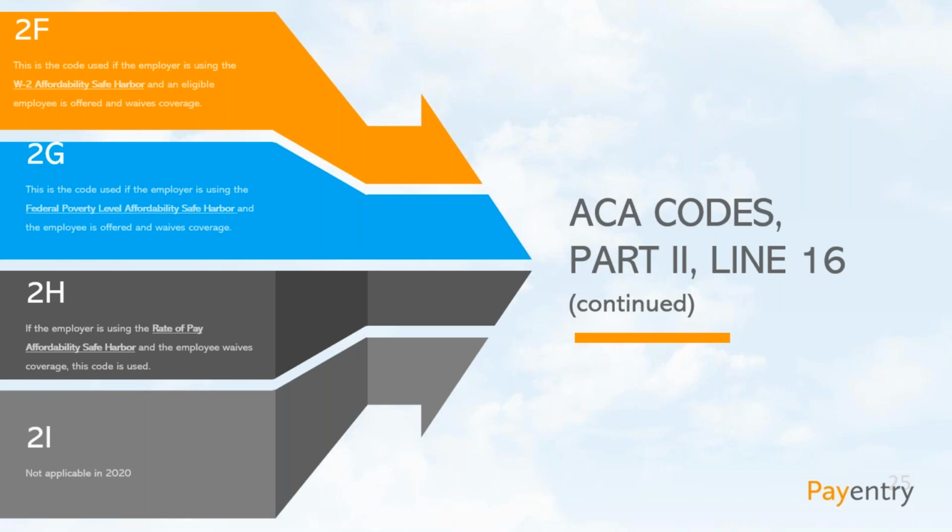2I is not applicable in 2020. So that's a brief look at the codes. There are other codes in ACA that go past 2I and the other K that we ended up on, the 1K, but those are for HRA plans, and this is an individually qualified HRA. So if you have one of those that you use as a health plan offering, please contact me and we'll do a one-on-one on those codes.